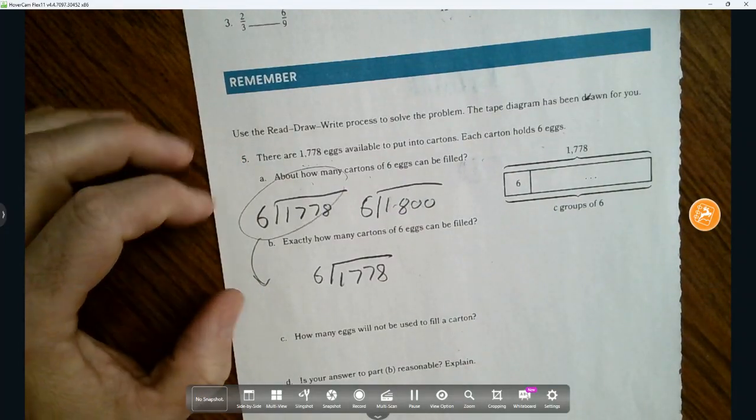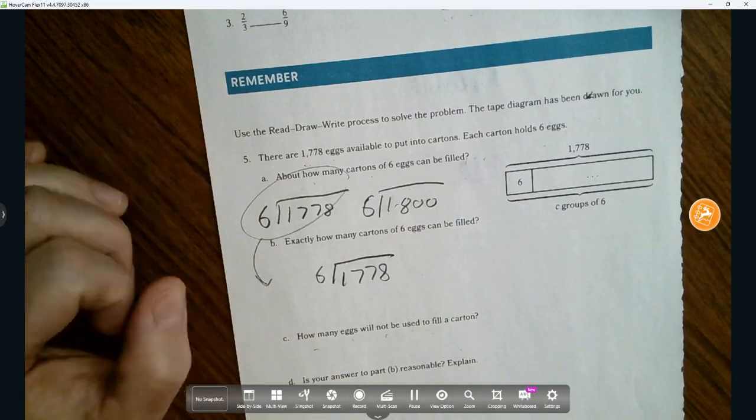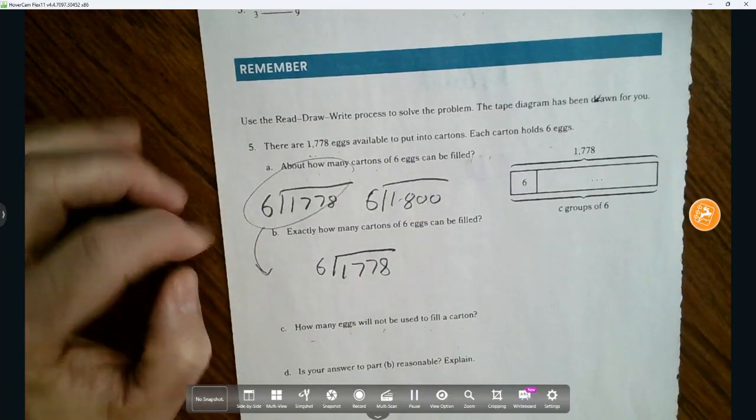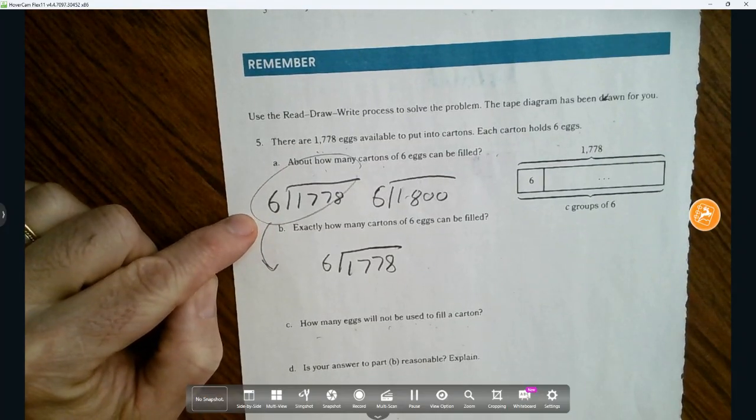All right? Down here, how many eggs will not be used? You have a remainder. That means that you're not going to get an exact answer. That means there's going to be some eggs left over, but it should be less than 6 eggs when you find that answer. All right.